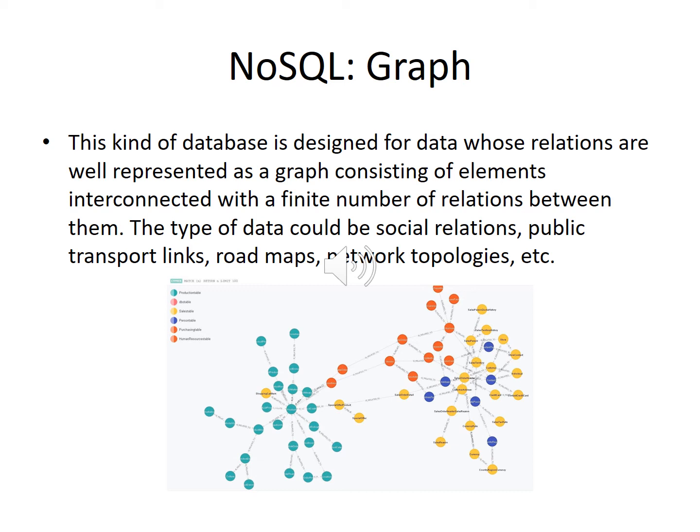Neo4j is the most popular open source graph database, and the example we see on the slide has actually been generated by Neo4j. This type of functionality is extensively used in fraud detection in government agencies, because the database will discover the connections between nodes that you otherwise wouldn't be able to see.